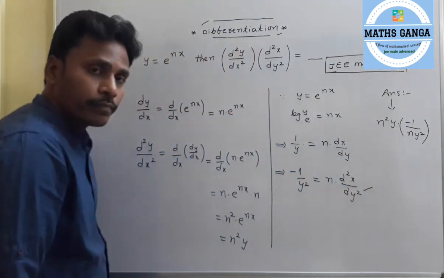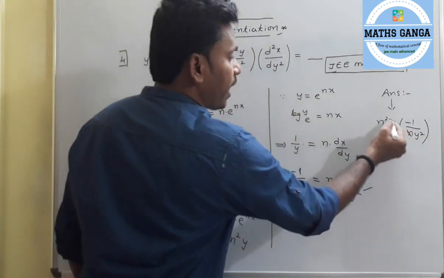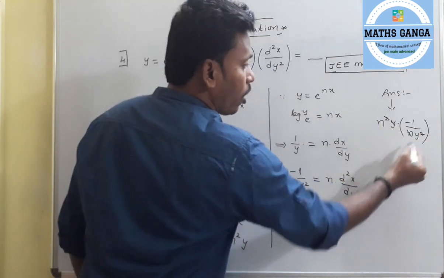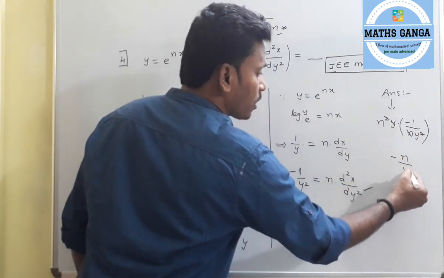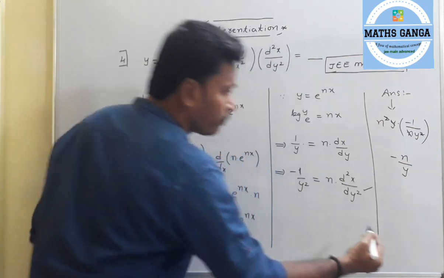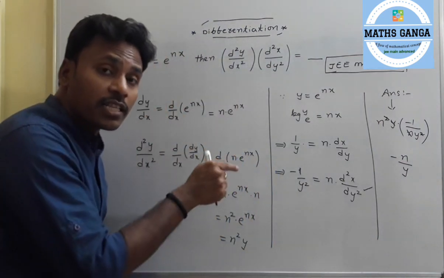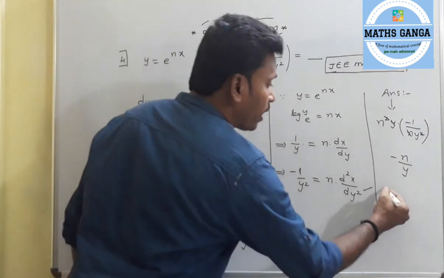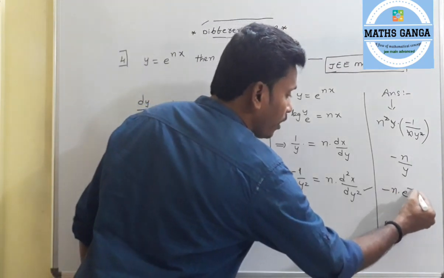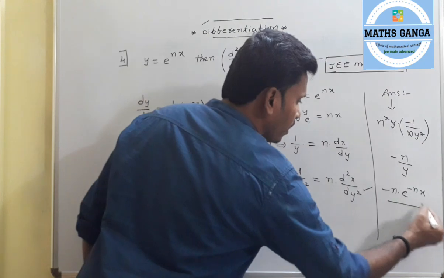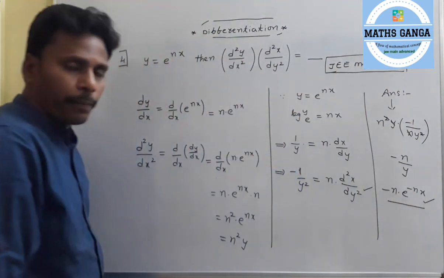Is it right? On simplification, we just cancel out 1 n and 1 y also. We have minus 1 n by y at the end. And that y is e power nx. Since it is in the denominator, send to the numerator, minus n into e power minus nx is the final answer. Okay, have a look.